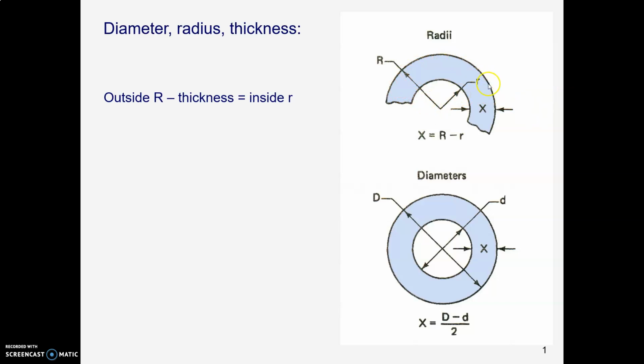If you have some pipe and they tell you the outside radius and they tell you the wall thickness, well, you know the outside radius minus the wall thickness must give you the inside radius. All right, that seems reasonable. What about the diameter?